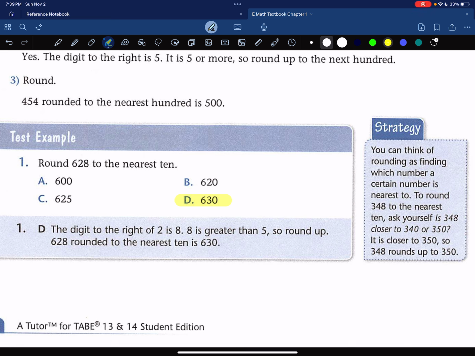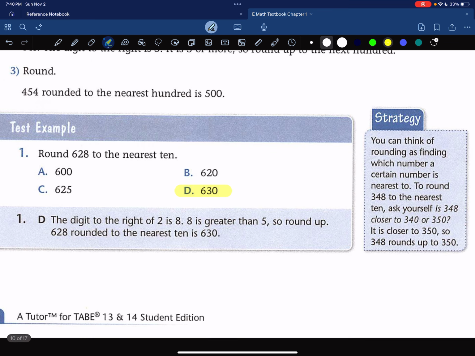Strategy. You can think of rounding as finding which number a certain number is nearest to. To round 348 to the nearest 10, ask yourself, is 348 closer to 340 or 350? It is closer to 350, so 348 rounds up to 350.